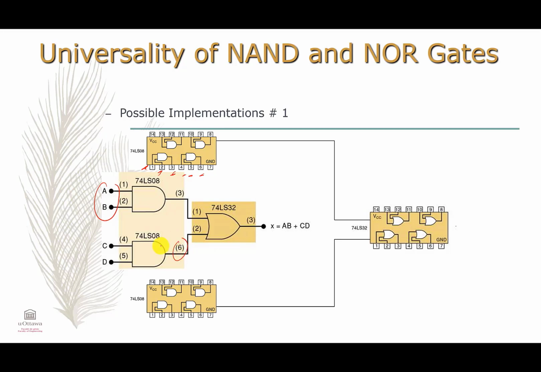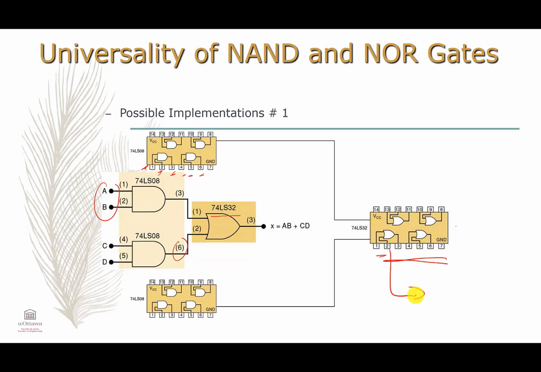Then we have to use another type of IC, which is this type, to OR both of the signals that are coming from 3 and 6. So we can make a junction or a wire between 3 and 6 to 1 and 2, and then we can get the output here.